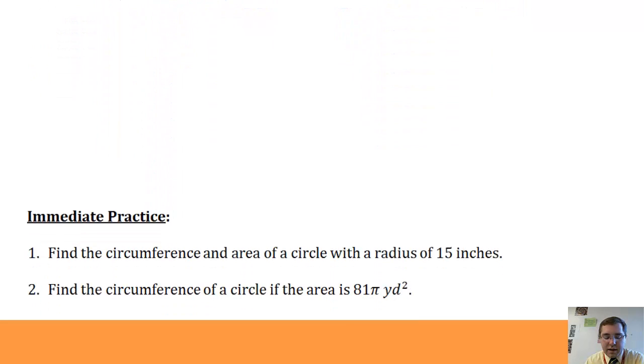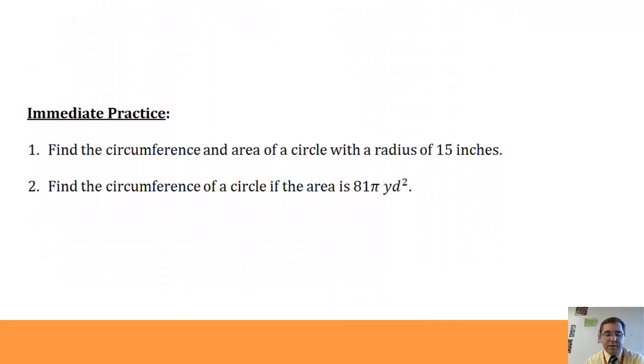Okay, you're going to do exactly that process on your immediate practice problems. Number 1, find the circumference and area of a circle with a radius of 15 inches. It's just like example number 1. Number 2, find the circumference of a circle if the area is 81 pi square yards, just like example number 2. And that is the end of section 11.5.